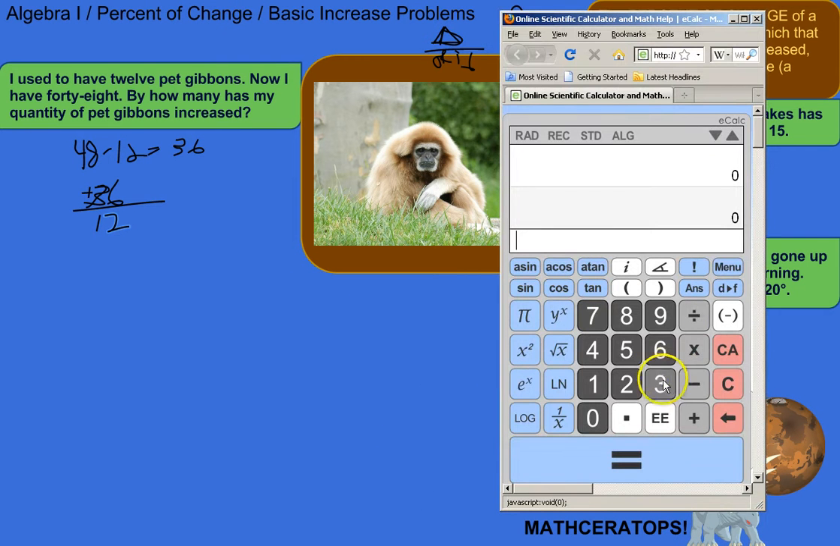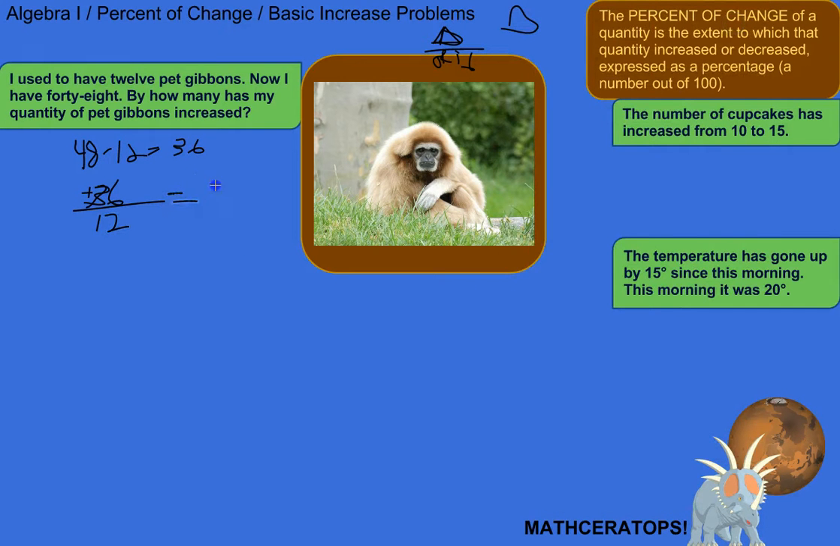Which is 3. If you don't believe me, just use the calculator. 3 is the decimal equivalent of the percentage. But to turn it actually into a percentage, you move the decimal place over 2, or you think of it as multiplying by 100. So that is 300%. My number of pet gibbons has increased by 300%.